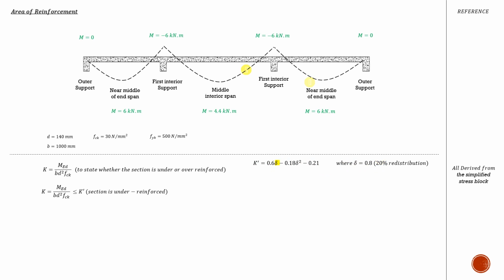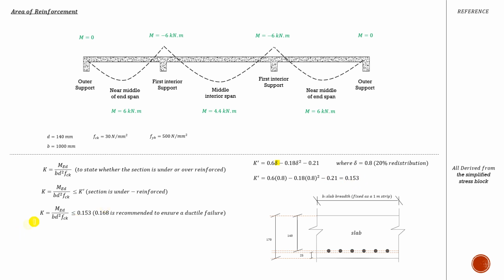For my example, remember I'm using this table of coefficients, and my redistribution is 20%. So my delta here is going to be 0.8. It's just 1 minus 0.2, which gives you 0.8, if 20% is my redistribution. So the k prime, if you work it out here, turns out to be 0.153.